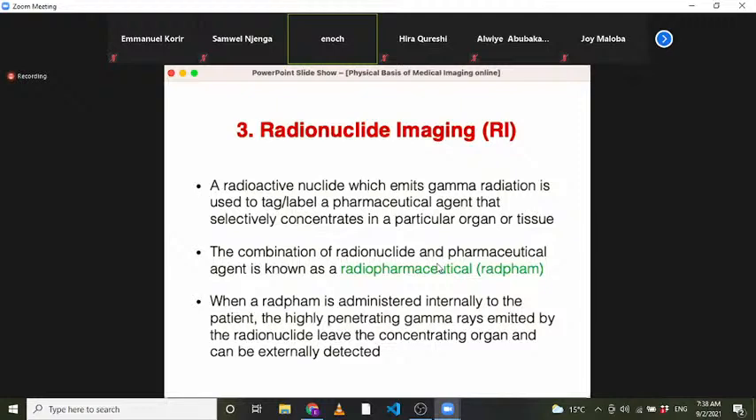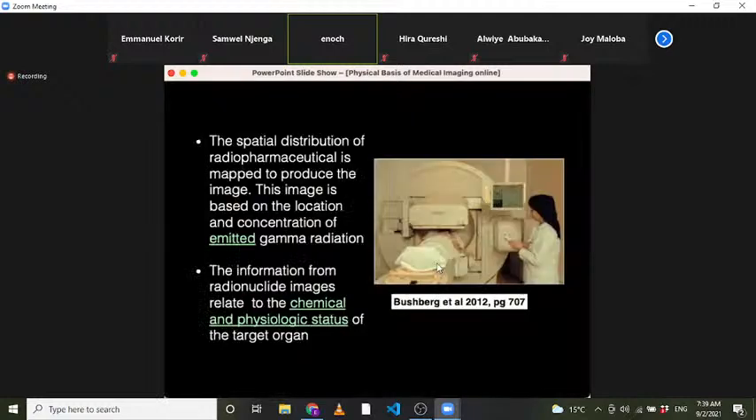One of the advantages of radionuclide imaging is the ability to detect disease at an early stage, unlike X-ray or even CT, which might require anatomical changes to occur for one to be able to see the difference. Here, at an early, molecular stage, one can be able to detect it. Sometimes radionuclide imaging is referred to as molecular imaging. Okay, so here is an example. So we have the subject, and they are placed in the gantry of a gamma camera.